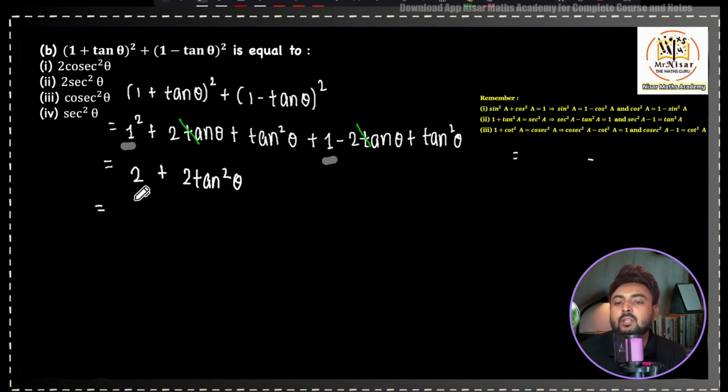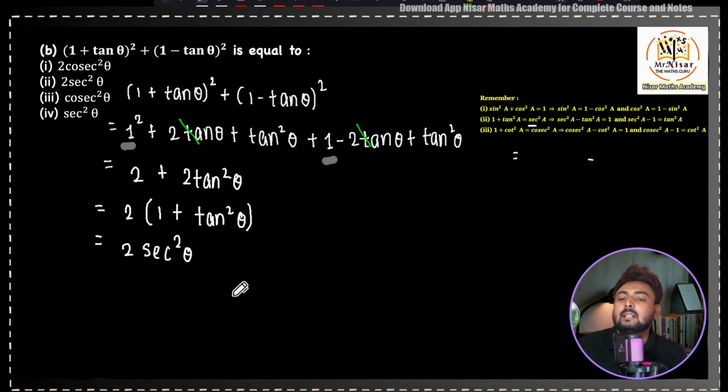Now here also 2 is there, here also 2 is there. So what we can do? We can take 2 common here. If I take 2 common, here 1 will remain, 2 is outside, and here tan square theta will remain. And 1 plus tan square theta means what? 1 plus tan square theta is sec square theta. So our final answer is 2 sec square theta, which is that option, children? Yeah, the option number 2.